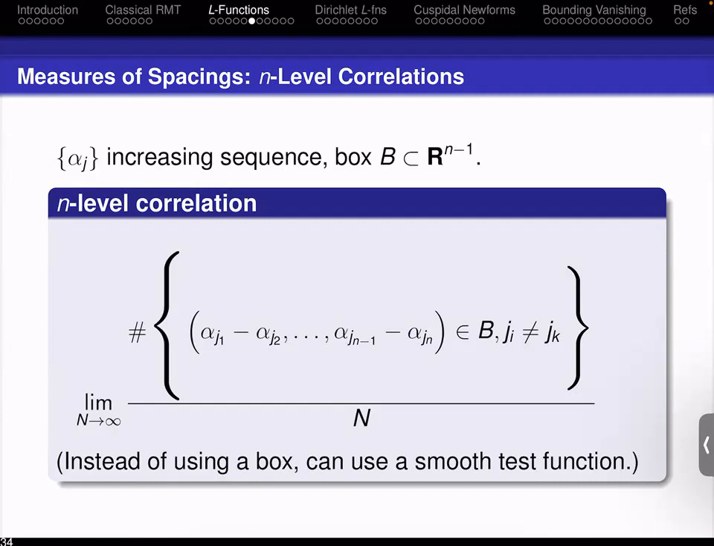If you want to look at spacings between adjacent zeros, it turns out by combinatorics, if you know all the n-level correlations, you can then pass to the spacings between adjacent zeros. And yes.